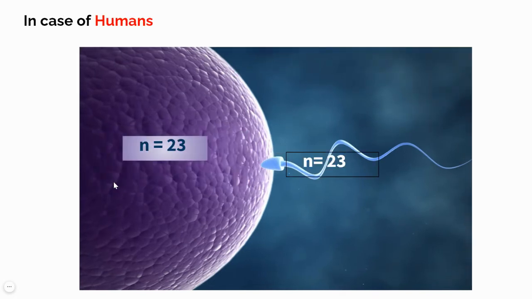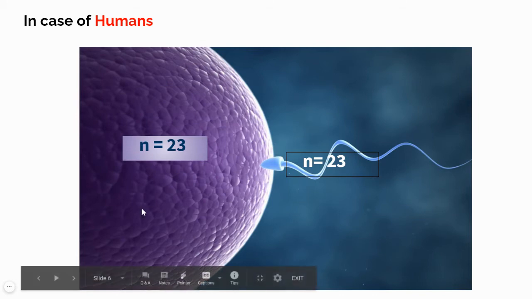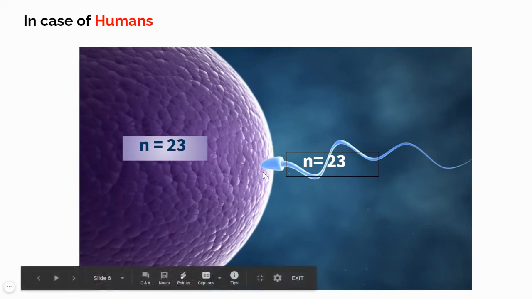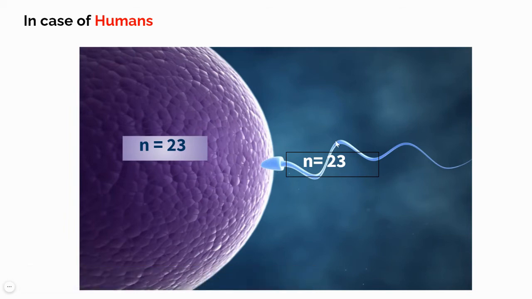Okay, now in case of humans, here I am giving you the example of only humans. The haploid number of chromosomes in case of humans is 23. That is, human egg and human sperms contain 23 chromosomes. This is the haploid number. Only the sex cells contain this number of chromosomes. The rest of the body cells will have double of this chromosome. Okay, so let's understand what happens when they have half the number of chromosomes.